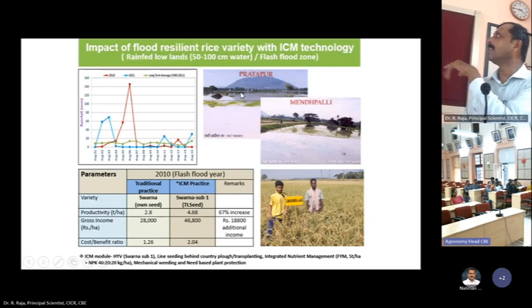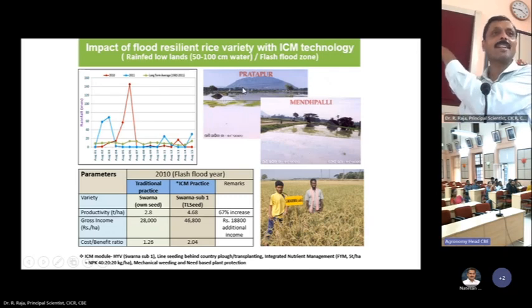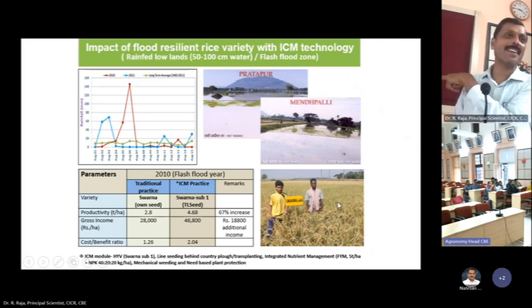See, this is one case where we planted Swarna Sub1. The crop was under water. Finally, we got this much yield. Otherwise, normal varieties might have gone.